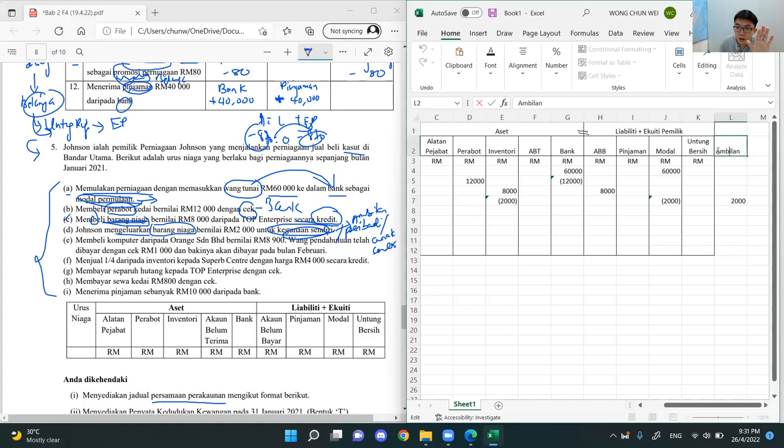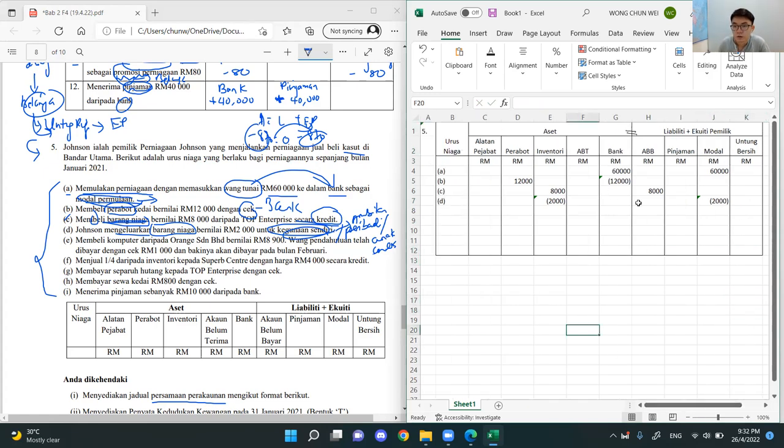Why? Because ambilan in front here is actually a minus dah. Okay, but we don't write minus dah. But you know that in front of ambilan is actually a minus. Okay, so in the formula, at the end we have to minus 2,000, even though this 2,000 is in plus here. Okay, but this is not relevant here. So here modal you minus 2,000. So imbang, the D. We go E, membeli komputer daripada Orange Sendirian Berhad berharga 8,900 ringgit.